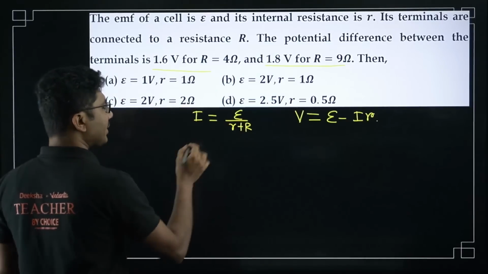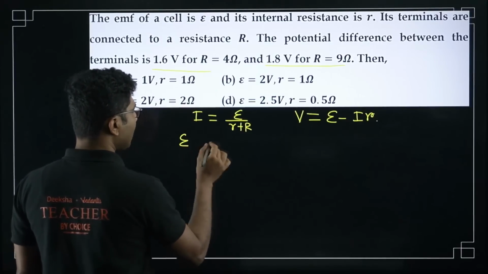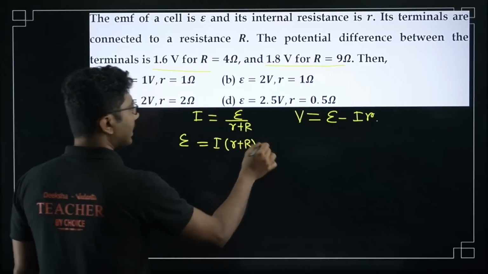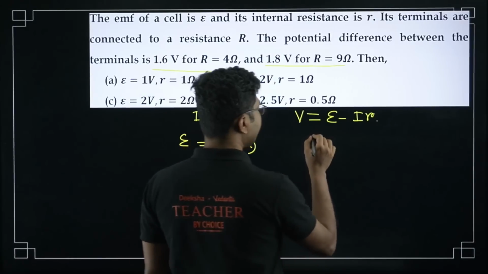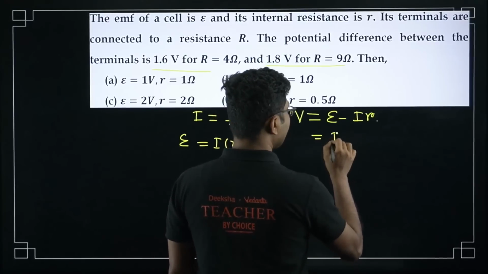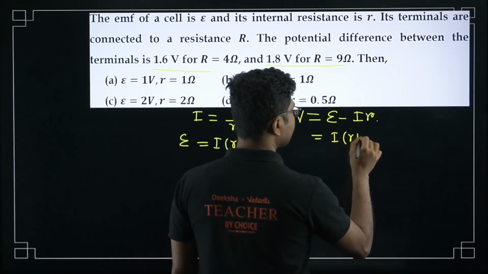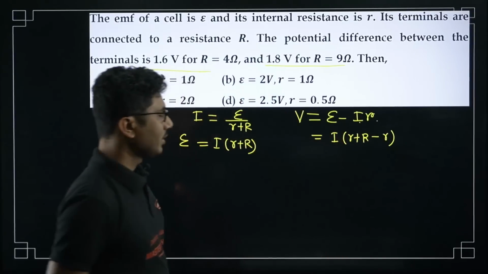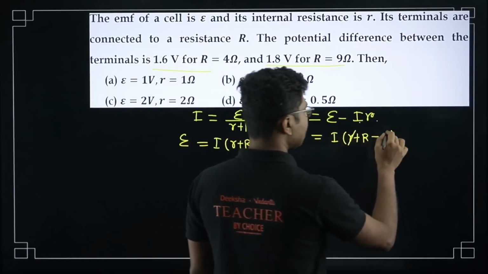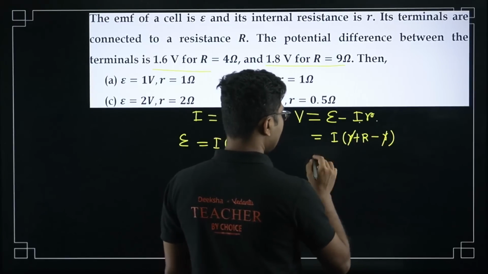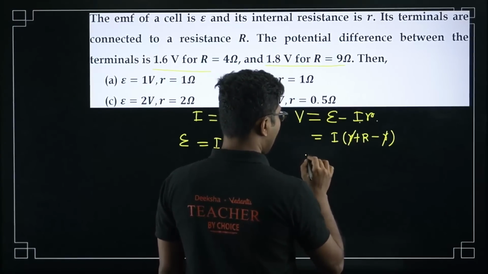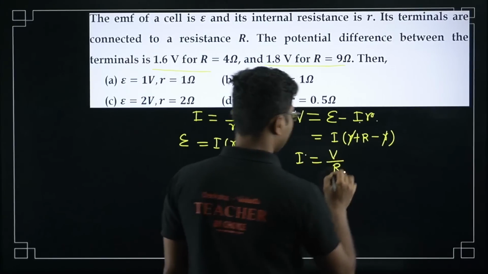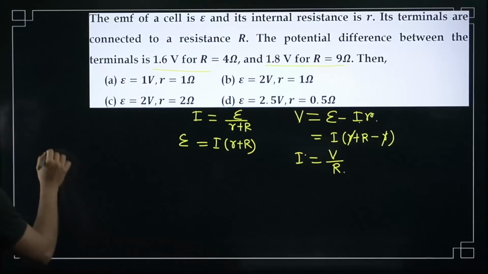Okay, so from here we can say epsilon is basically I into R plus r. Let us put that value over here. We get I into R plus r minus Ir. Okay, I is common, right? So r cancels, and you get I is basically terminal potential divided by R.